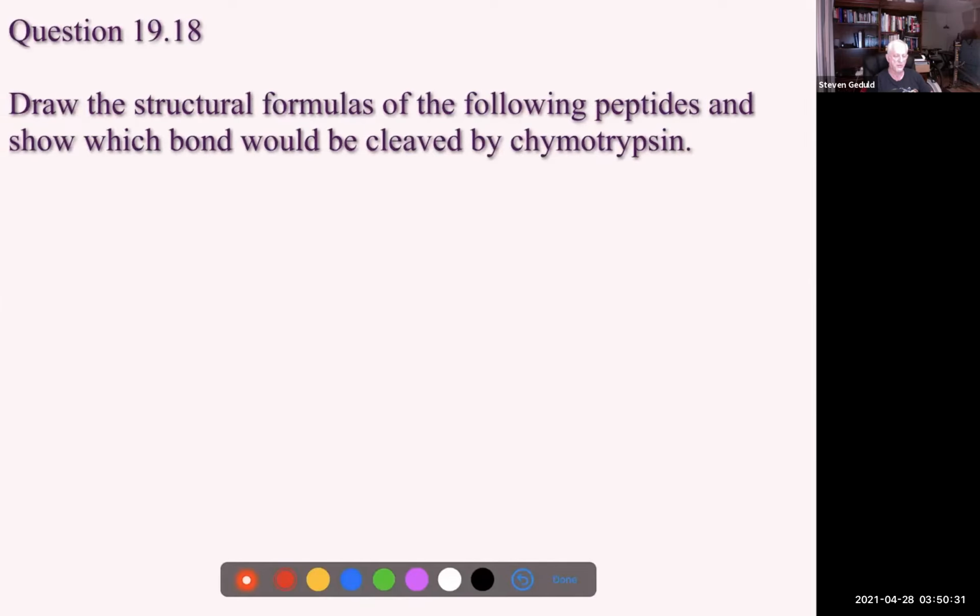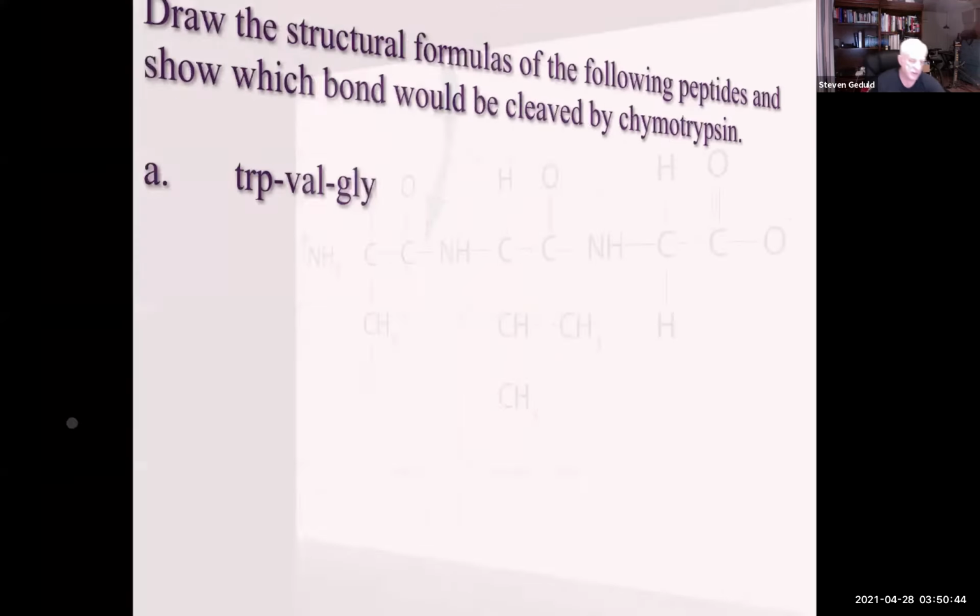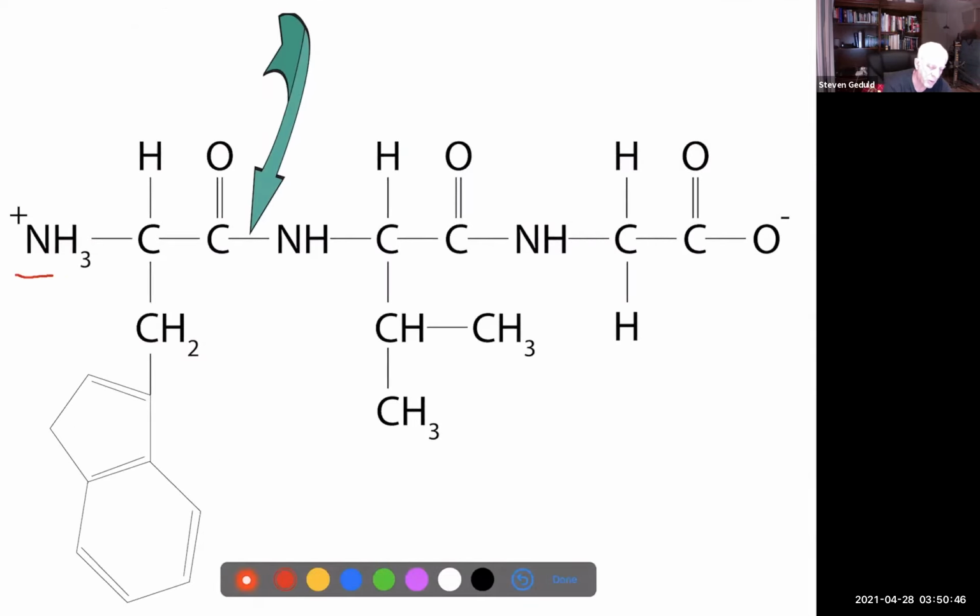Draw the structural formulas of the following peptides and show which bonds we cleave by chymotrypsin. Again, same thing. We'll do two of these and we'll call it a night. Do these two problems. Tryptophan, valine, and glycine. So you look at your chart, you draw tryptophan, because you're always going to draw the same core structure right here. This core is always going to be drawn.